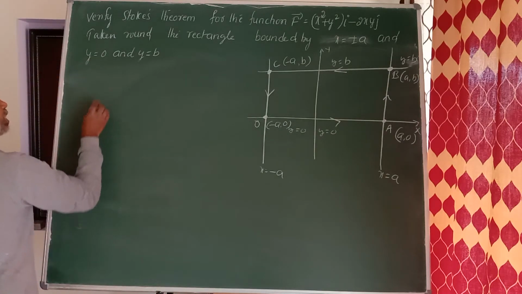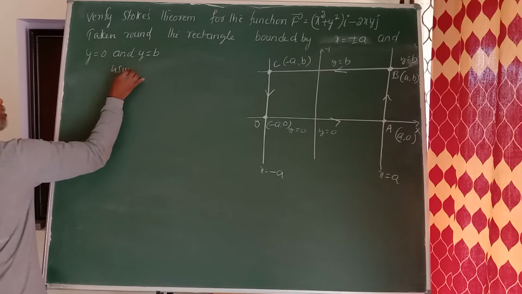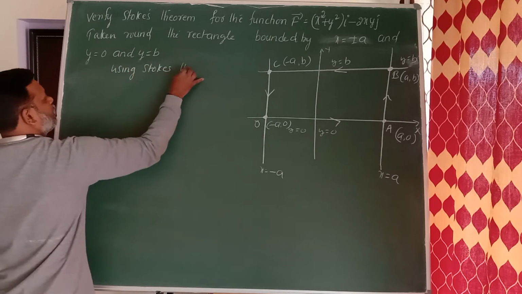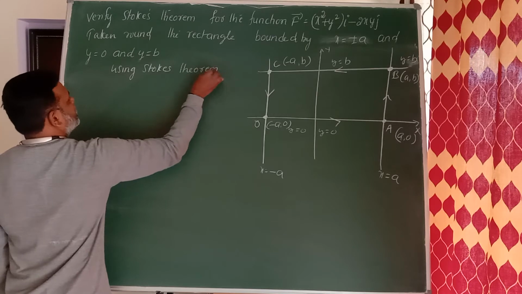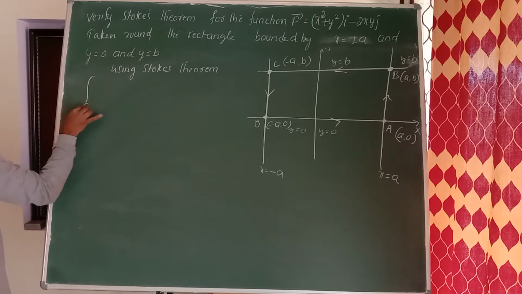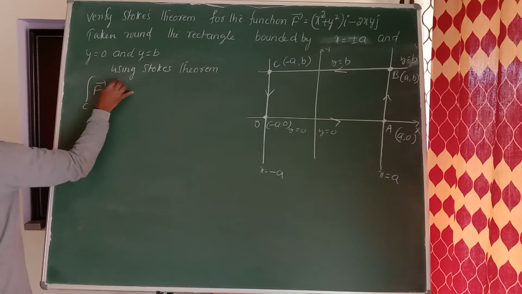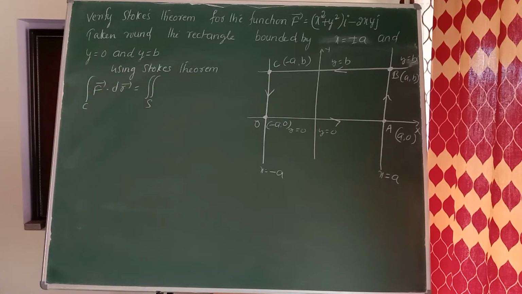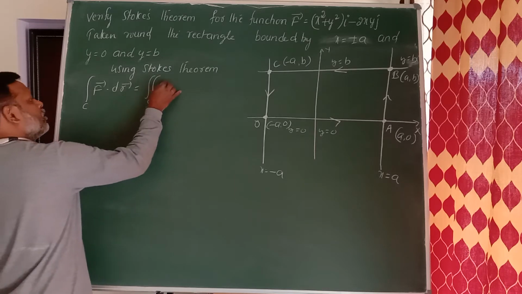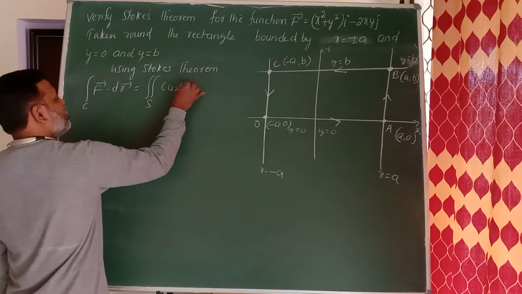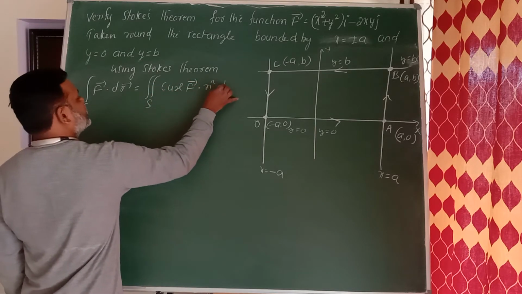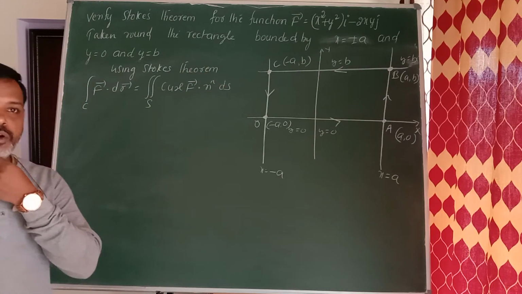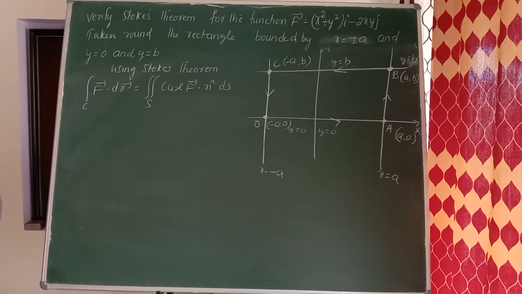So now let us write down using Stokes theorem. Using Stokes theorem, the line integral over C of f dot dr equals the double integral over the surface, that means the surface integral of curl f dot n cap ds. As you know, curl f can also be taken as del cross f. Now let us find out the LHS part.